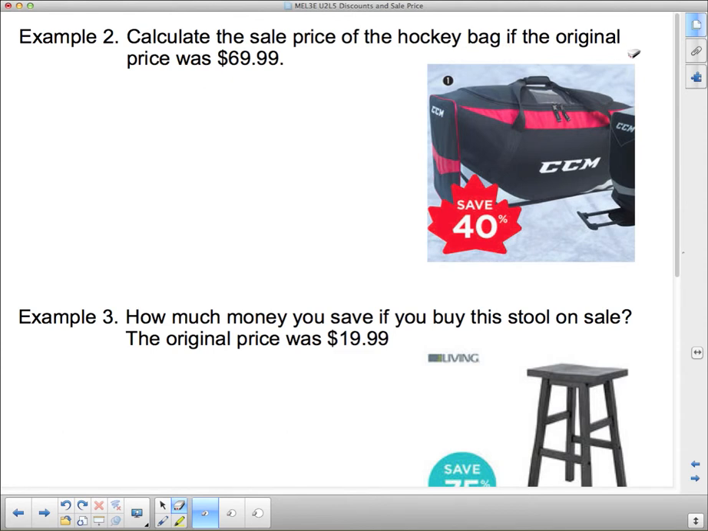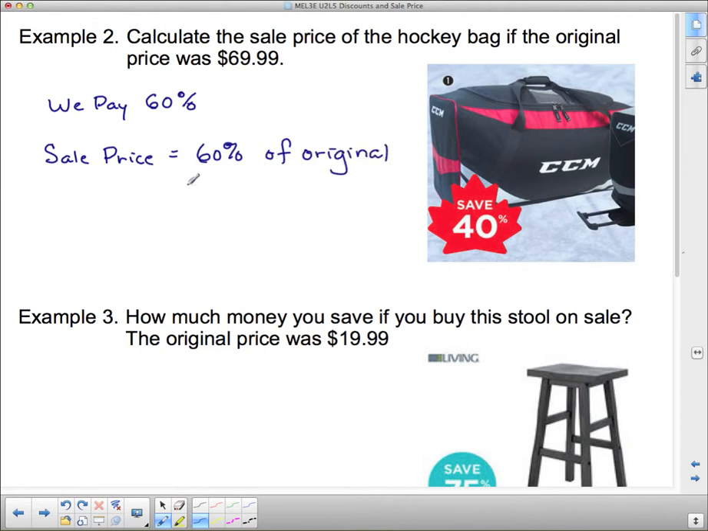Example number two: calculate the sale price of the hockey bag if the original price was $69.99. Well, if I get 40% off, we pay 60%, because 60 and 40 add up to 100. So if we have a discount of 40%, then we pay 60%. So the sale price will equal 60% of the original.